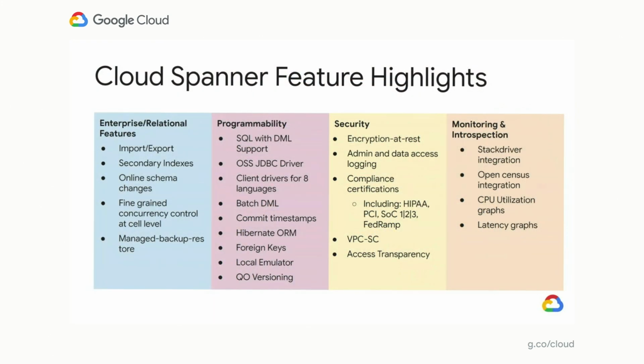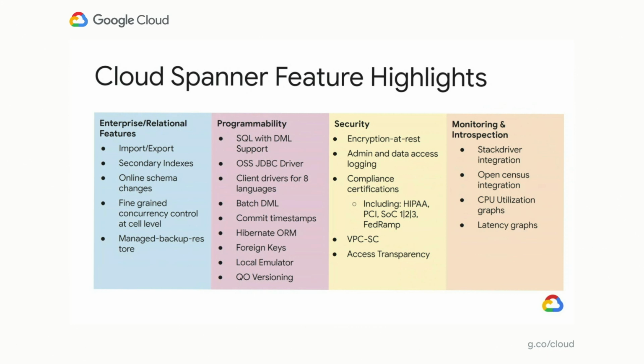So this is just a representation of some of the key feature highlights. Again, I'm not going to talk about each one of them, but these are the different categories where we continue to innovate and offer more features and capabilities to our customers. First and foremost, it's the enterprise and relational capabilities.